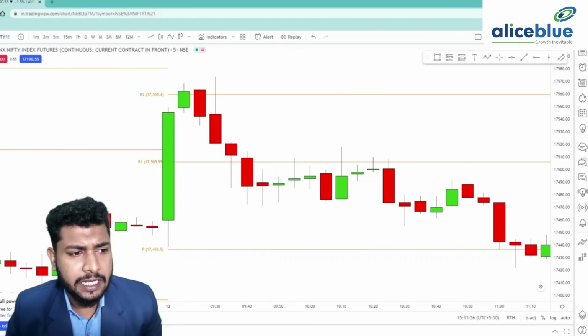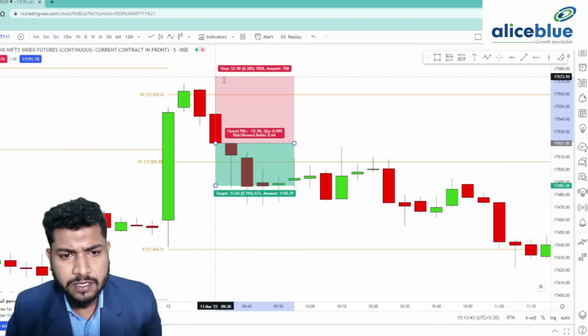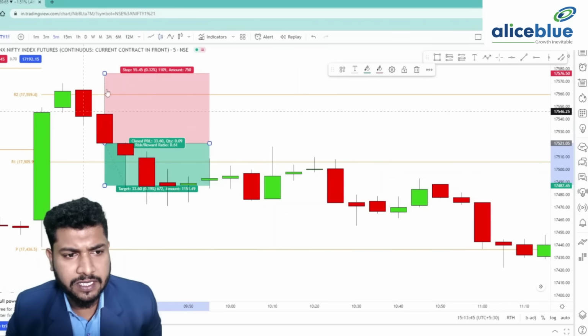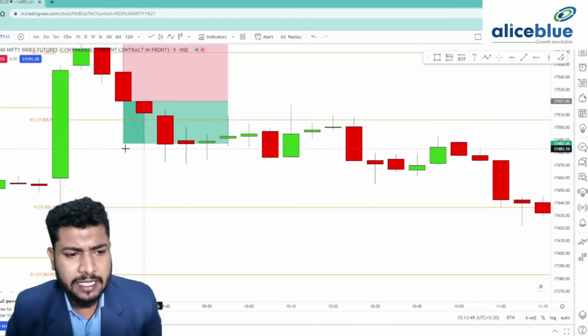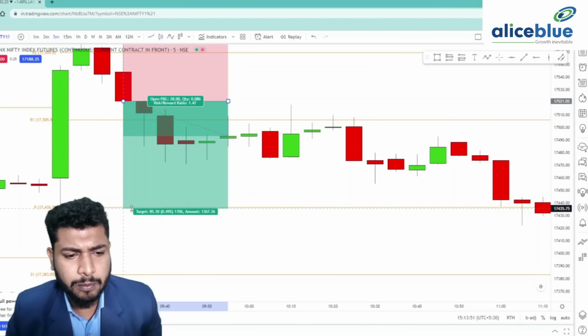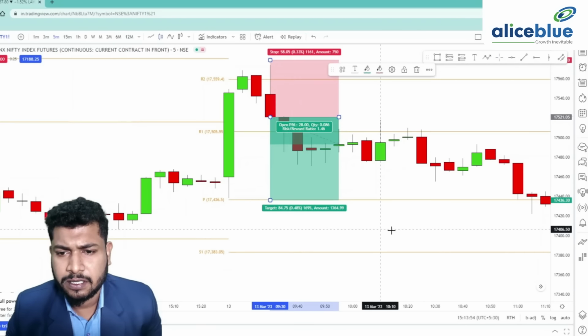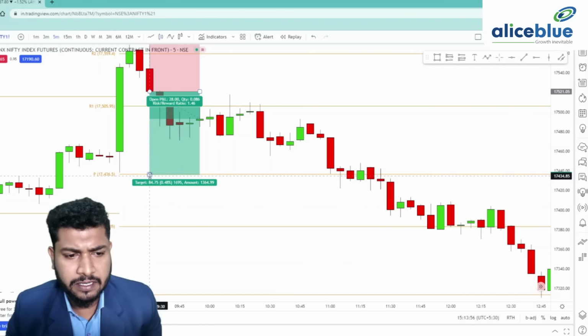So here we can take our entry. Here we can take our entry, short position. Stop loss is above the candle, the high of the candle with some gap, and the target will be our next level support, resistance, or a pivot. And again you can see.